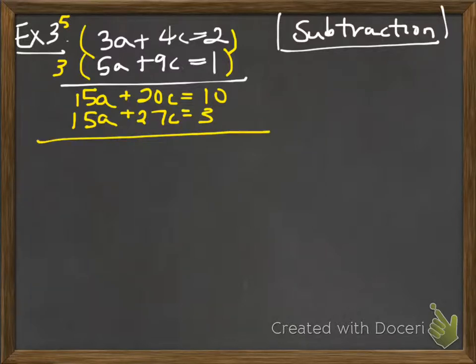Now, if you notice here, I do not have a matching, an opposite set. So 15 and 15 don't cancel. 20 and 27 don't cancel. So how could I cancel those? Well, if I use subtraction, I can cancel.